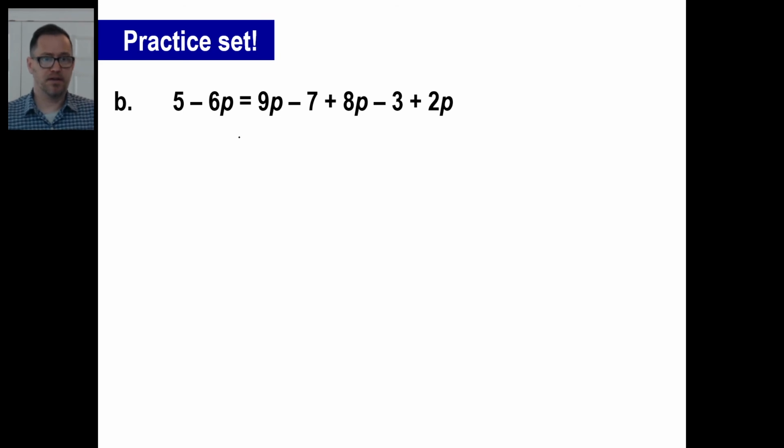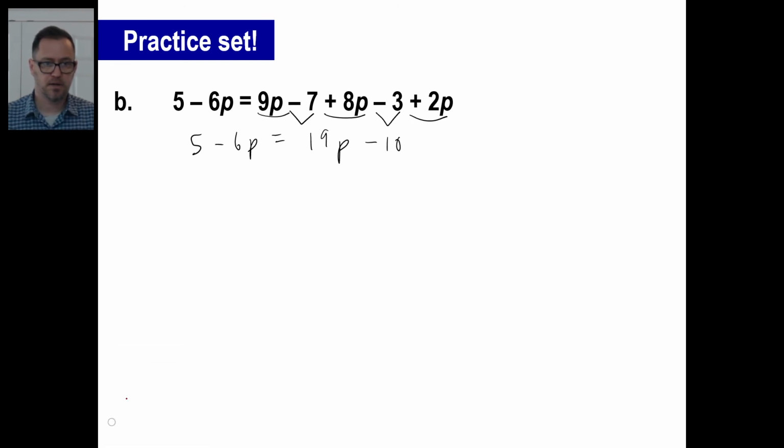Okay, well the left side of this looks pretty good the way it is. Just leave it. 5 minus 6p. Now the right side needs some doing here. I got 9, I got 8. That gives me 17p. 17p plus 2p is 19p. Okay, now I have a negative 7 and a negative 3. That gives me a negative 10. Okay, now we're in business.